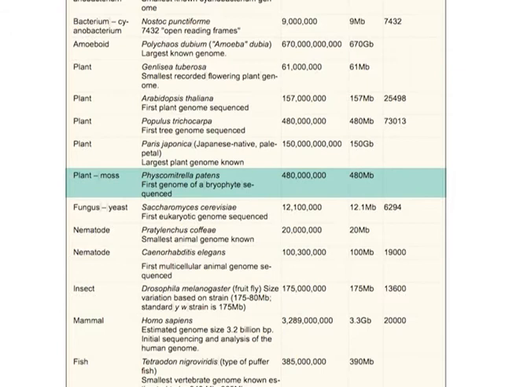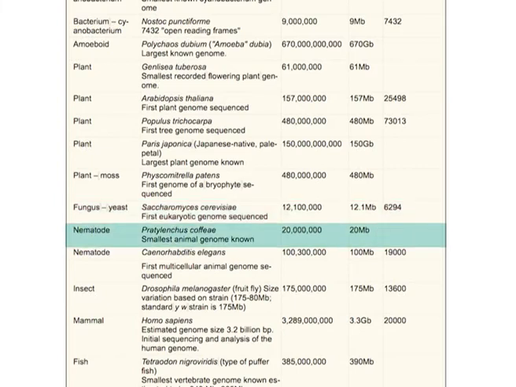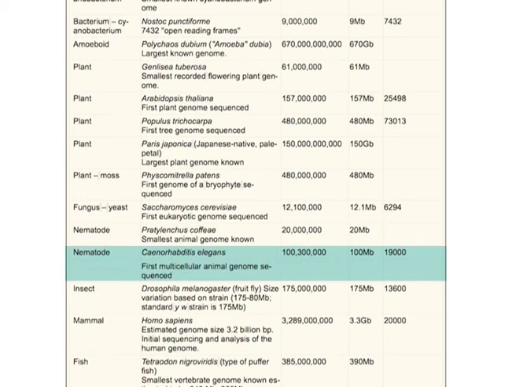Among the mosses, Physcomitrella patens, the first genome of a bryophyte that was sequenced, has a genome size of 480 MB. The fungus yeast, Saccharomyces cerevisiae, was the first eukaryotic genome to be sequenced and has a genome size of 12.5 MB. Among the nematodes, Pratylenchus coffeae, the smallest animal genome known, has a genome size of 20 MB, whereas Caenorhabditis elegans, the first multicellular animal genome sequenced, has a genome size of 100 MB.